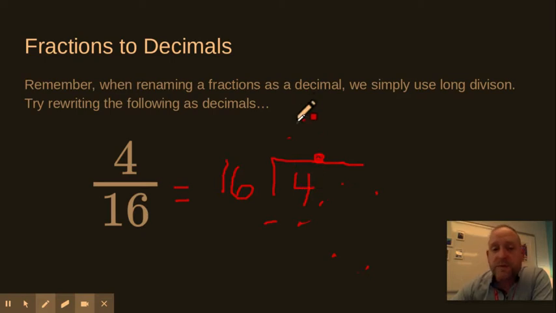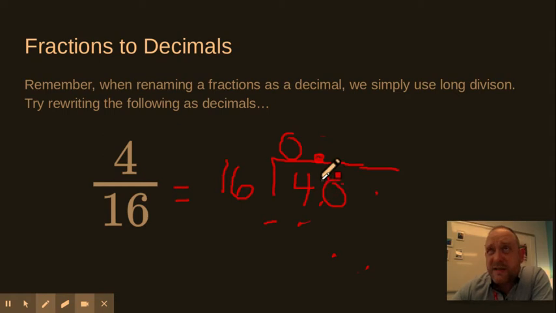16 can't go into 4. It's too big. So I'm going to put a 0 there. 16, though, can go into 40, so let's start dropping zeros like it's hot. All right. So 16 into 40, I don't know that one off the top of my head, but I bet I can figure it out. Let's see.